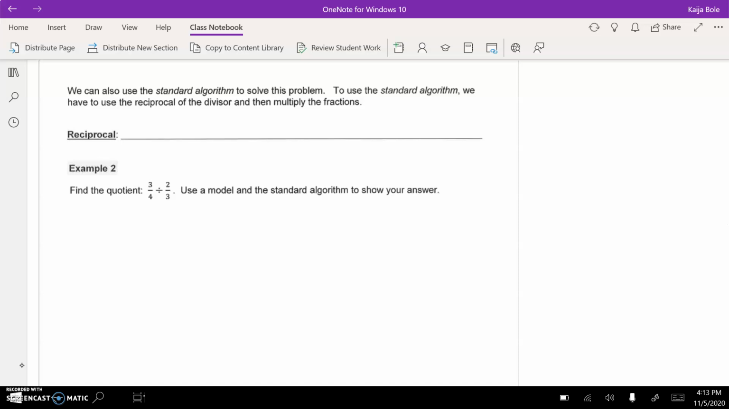To use the standard algorithm, we have to use the reciprocal of the divisor and then multiply the fractions. So the reciprocal is when you flip a fraction.